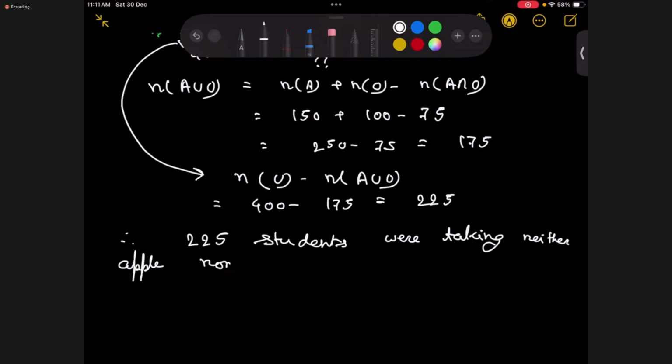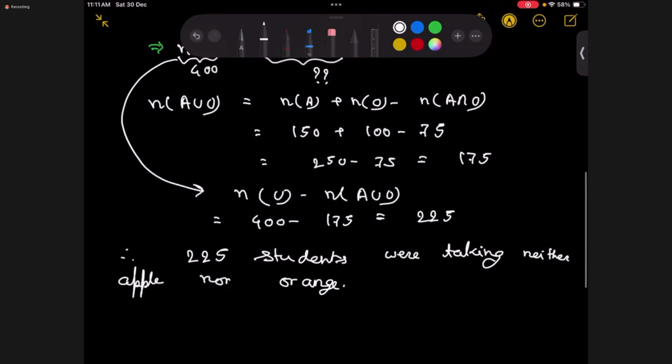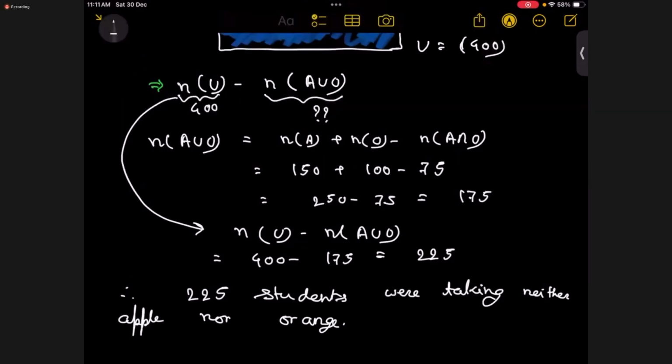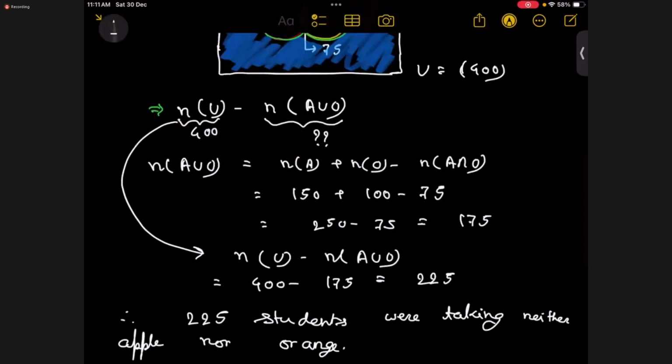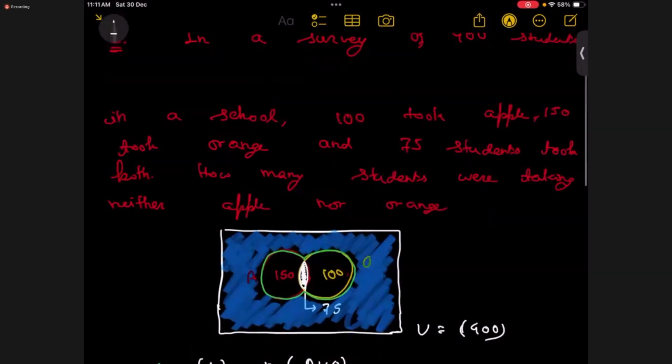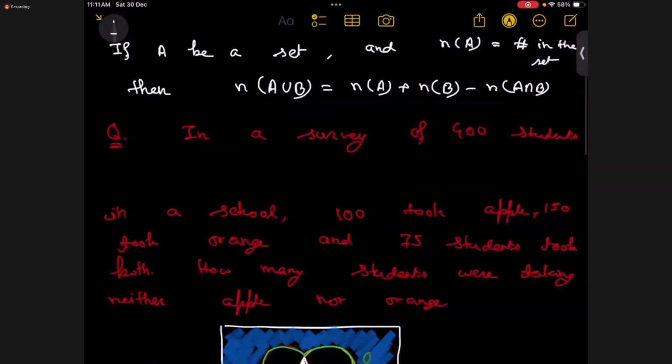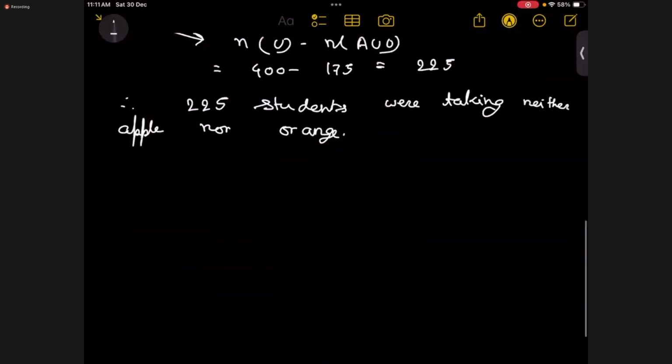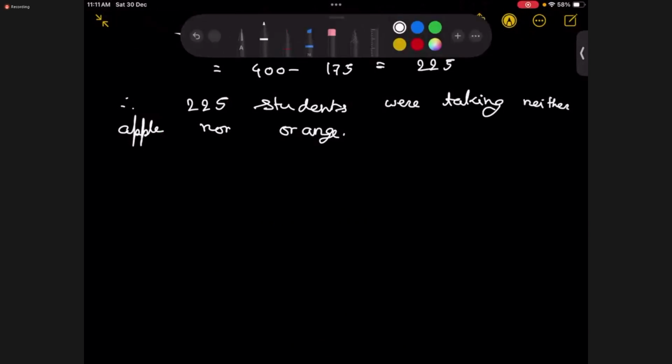Neither apple nor A in G. So we have solved this problem with the help of the formula of cardinality. By this process we can solve many of the questions of the set theory. Let us do another example with the same formula, and then we will go with the formula with union of three sets.